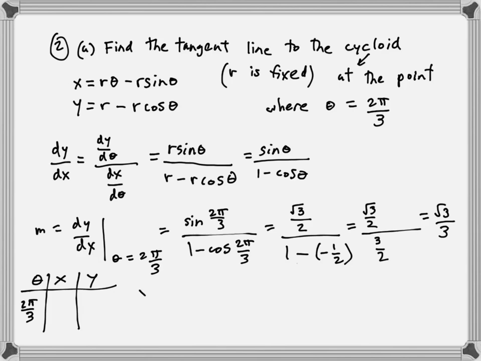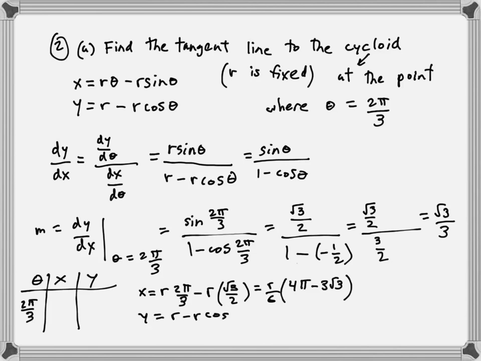So what would x be? x would be r times 2 pi over 3 minus r sine of 2 pi over 3, which is root 3 over 2. Okay? And so that would be r times 4 pi minus 3 root 3 all over 6. I'll write it like this. That's our x coordinate. Sorry, that whole thing does not fit in that little chart I wrote down, but that's okay. y is going to be r minus r cosine of 2 pi over 3, which is equal to r minus r times negative 1/2. That would be r plus 1/2 r, which is 3/2 r.